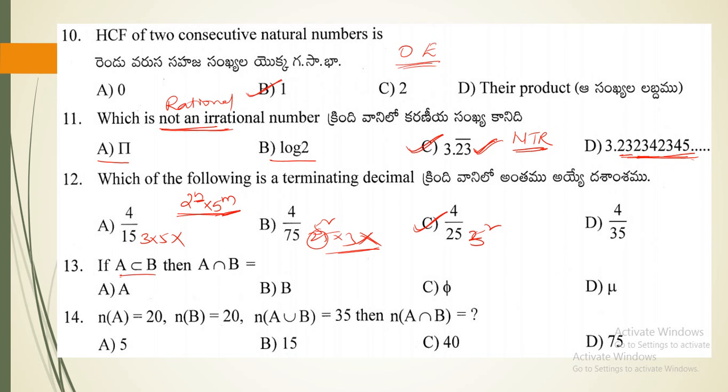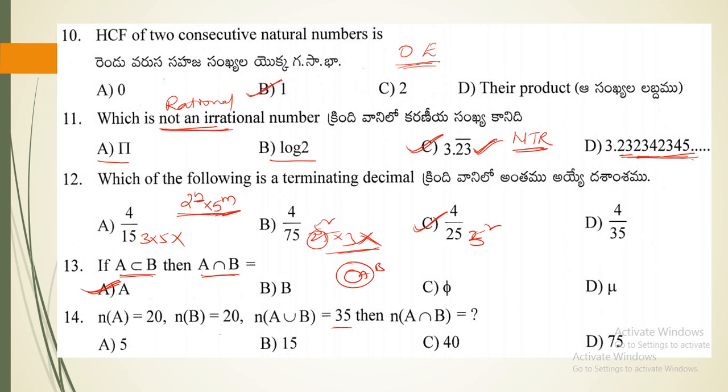A is a subset of B. That means all the elements of A are present inside B. So what is the intersection part of A and B? A and B intersection part is only A. So the answer is A.